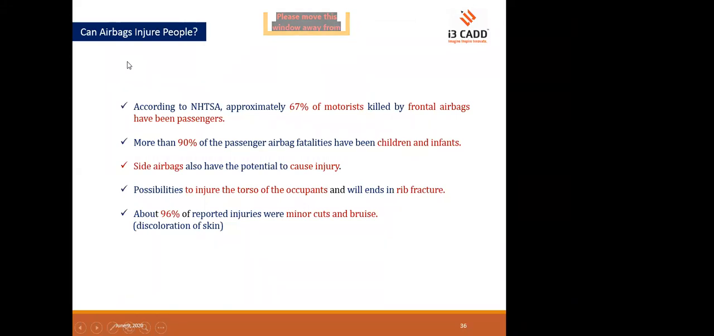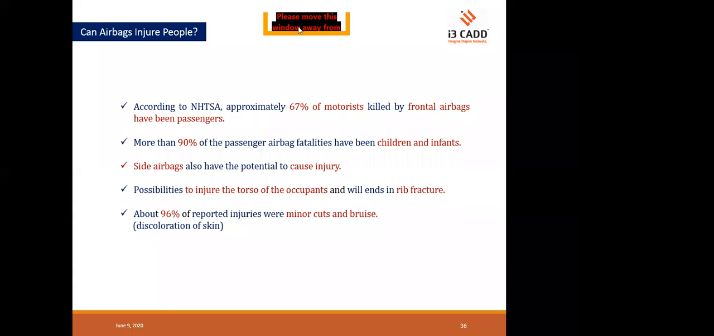So can airbags injure people? Absolutely yes. If you are not wearing your seatbelt, then the impact will be very, very much more, right? Because of the velocity, it produces that much huge impact on your body. According to NHTSA, 67% of motorists killed by frontal airbags have been passengers. Why? The driver airbag is not killing the drivers, but the passenger airbag is killing the passengers. Why? We discussed before, because of the size. Because of the 140 liters of nitrogen gas, it produces huge impact on the chest of the passenger. Since the size of your driver airbag is small, it produces somewhat smaller force on the driver's chest when compared to that of your passenger airbag, right?